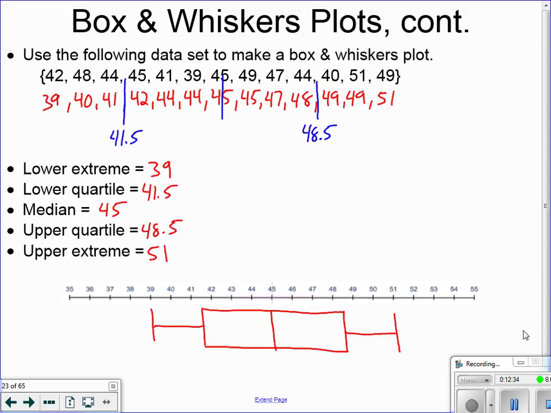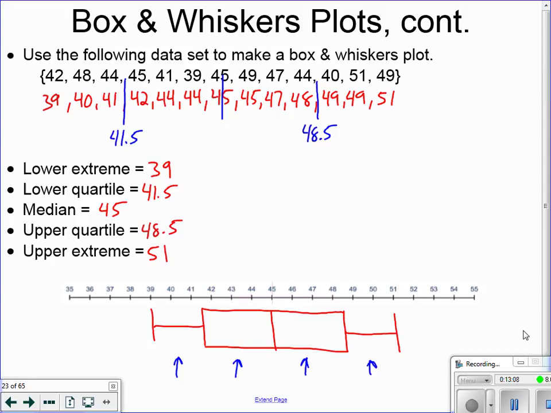The other thing about a box and whiskers plot, what we're doing here is we are splitting the data into 4 equal parts. Okay, so between the lower extreme and the first quartile, there's 1 part. You can see that in the box and whiskers. So I am talking about 1 part right there. The second part is right here. The third part is right here. And then the fourth part is between the upper quartile and the upper extreme.